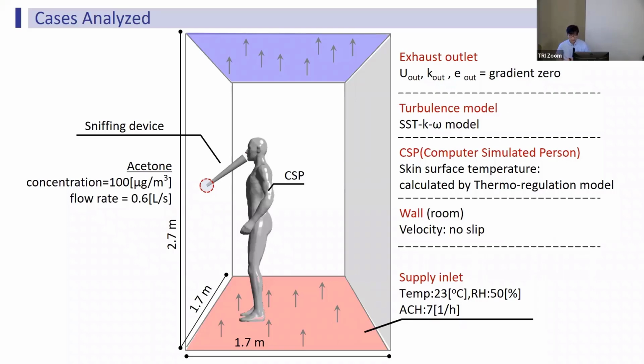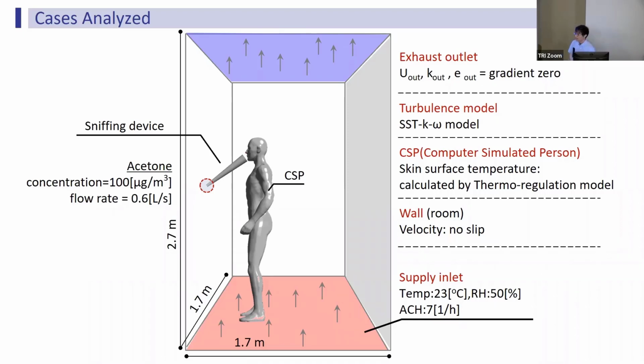In this case, we focus on acetone as a representative odorant, and the concentration of acetone is controlled at 100 micrograms per cubic meter, and the flow rate via the sniffing device is controlled at 0.6 liters per second according to the prescription of ISO 60044.